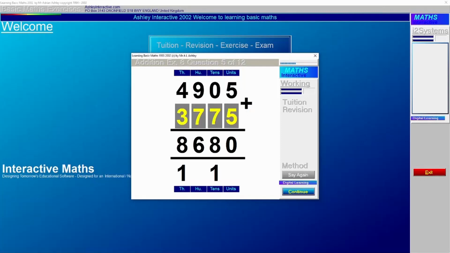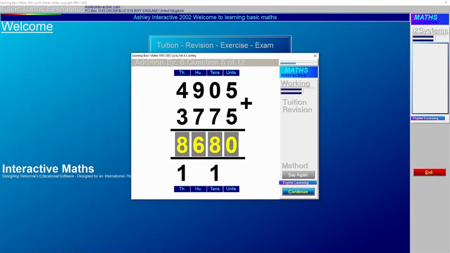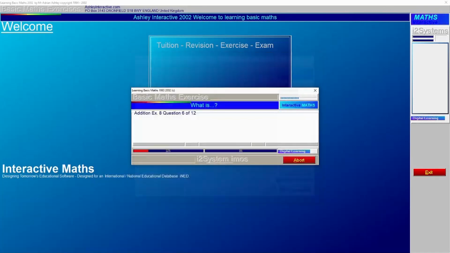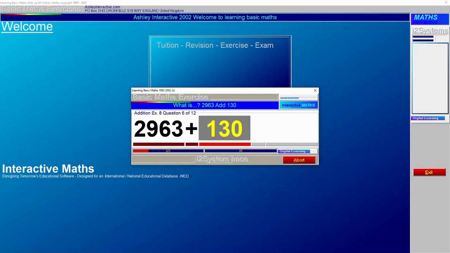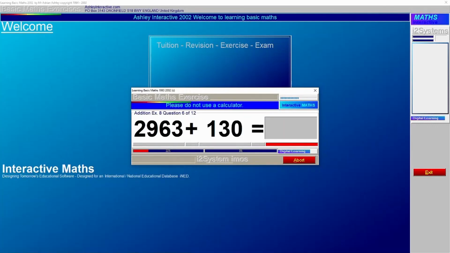4,905 add 3,775 is equal to 8,680. What is 2,963 add 130 equal to? That is the correct answer.